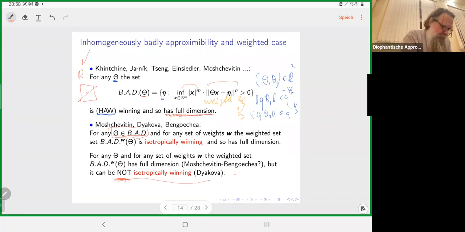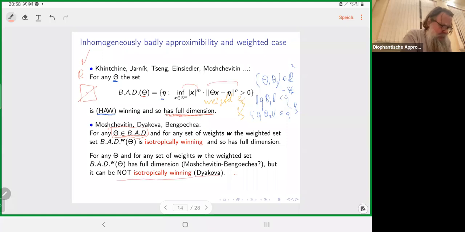So maybe I'm not able to answer right now. I need to think a little bit more about this. No. Maybe I don't remember well. Maybe this example can be adopted, and maybe it was even adopted to equal weights. I don't remember well. Okay.